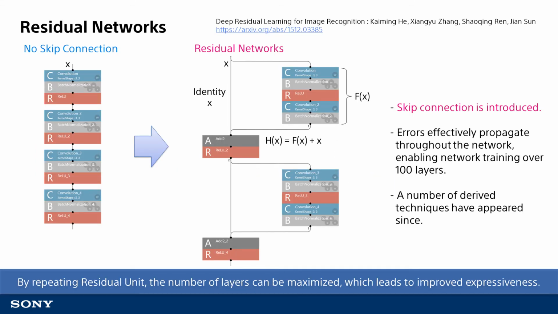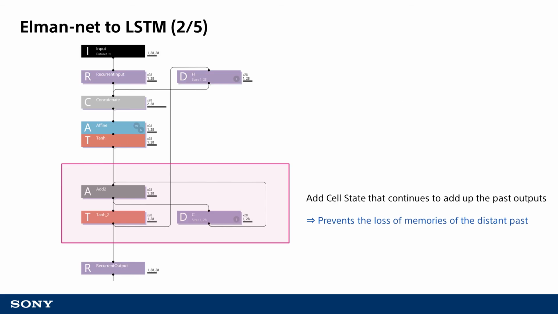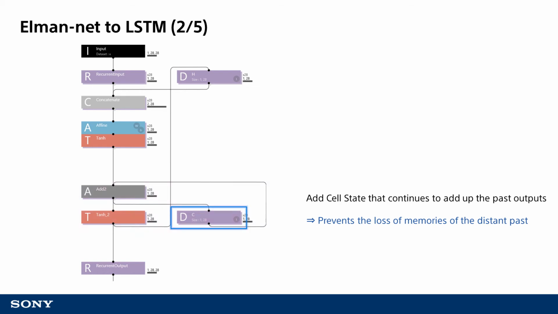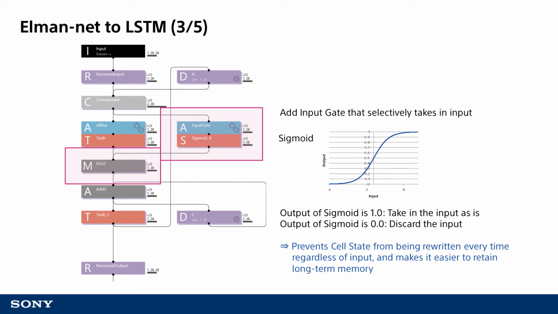In the video Multilayer Techniques for Neural Network, I introduced a technique called Residual Networks, which does not use time series but achieves multi-layer training with a similar effect. Now, it is possible to retain long-term memory compared to Elman-net, but there is still a problem. At this stage, cell state is updated by adding the output of Elman-net each time. Therefore, we can say that it is a structure in which the memory is gradually rewritten when the time series becomes long. As the next step, we will introduce a mechanism called input gate.